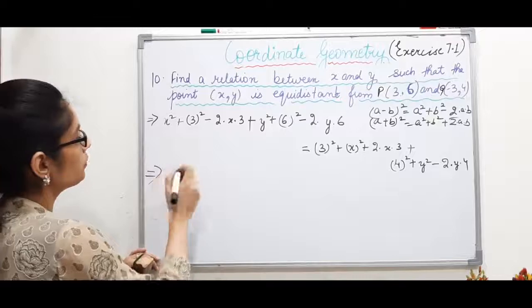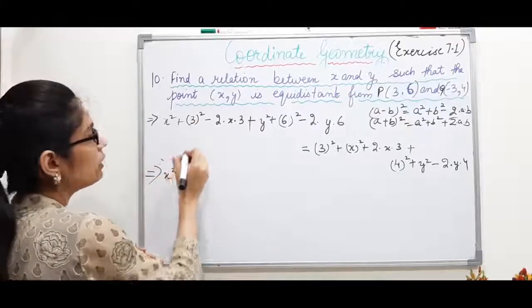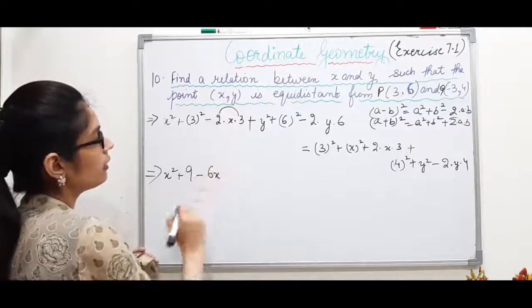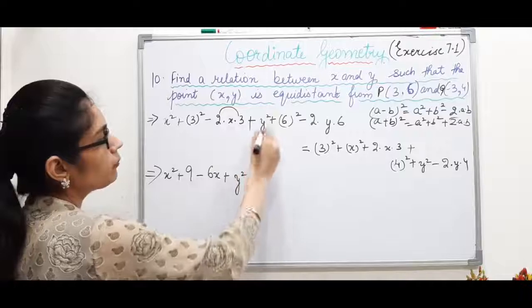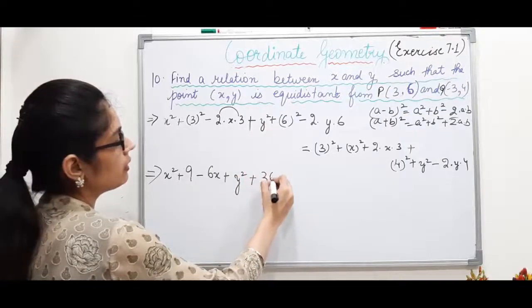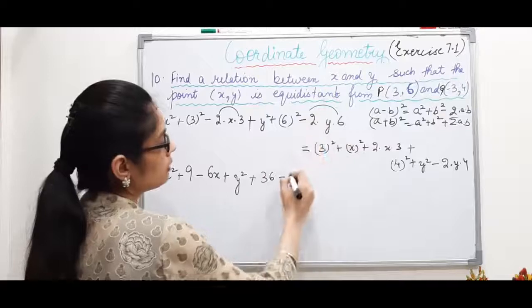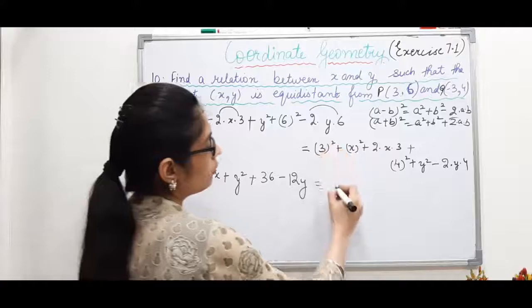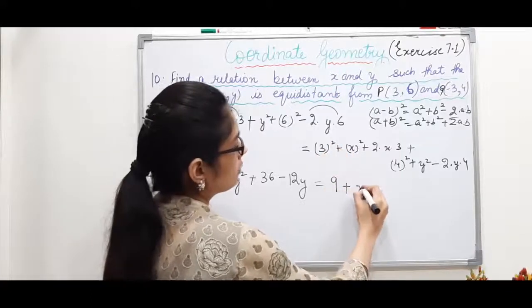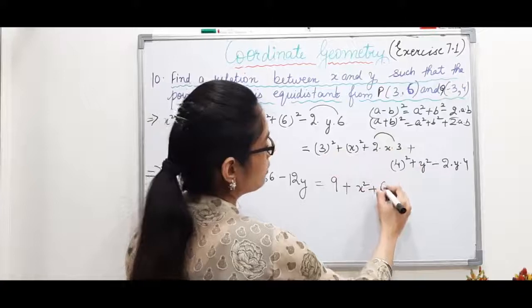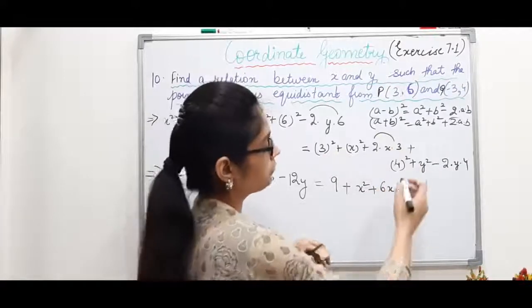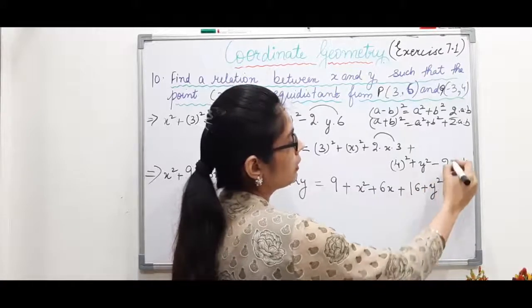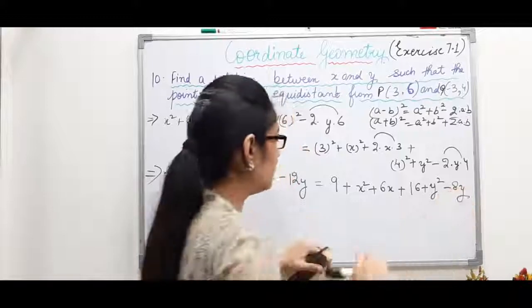So x square I can write as it is. Square of 3, 3 into 3, it is 9, minus 2 into 3, it is 6, x we can write as it is, plus y square, 6 into 6 it is 36, minus 2 into 6 is 12, y we can write as it is, equals to. Next, now 3 into 3 it is 9, plus x square, plus 2 into 3 it is 6x, plus 4 into 4 it is 16, plus y square, minus 2 into 4 it is 8, y we will write as it is.